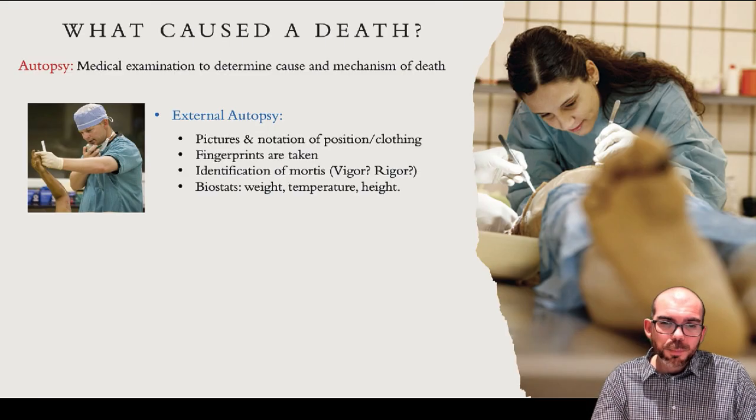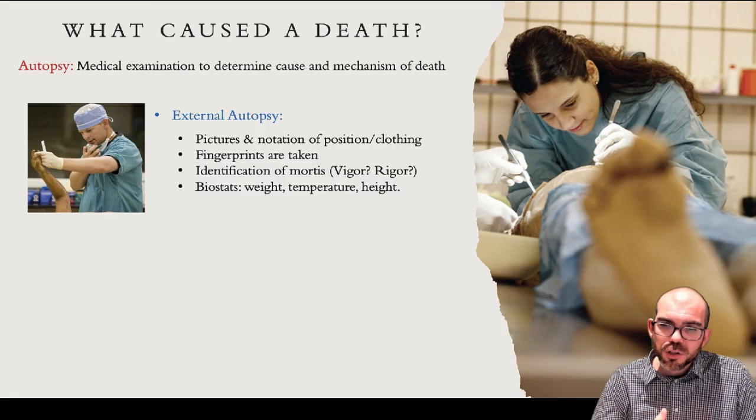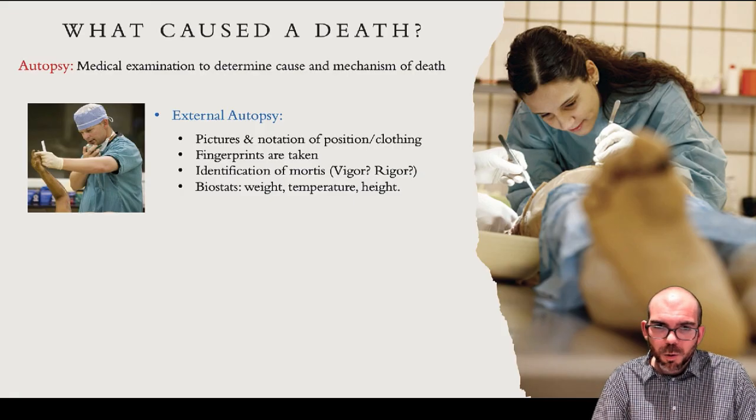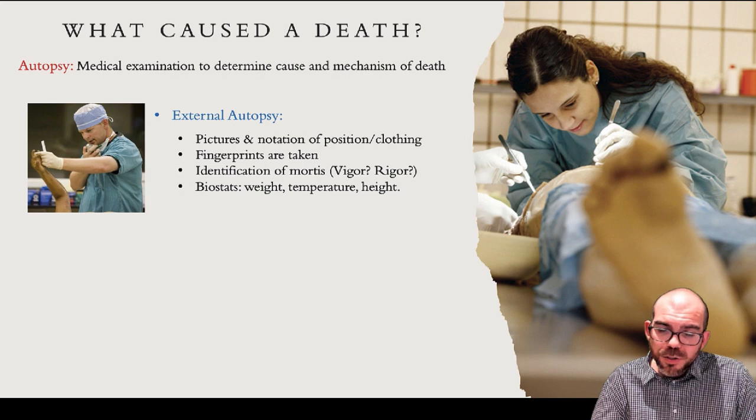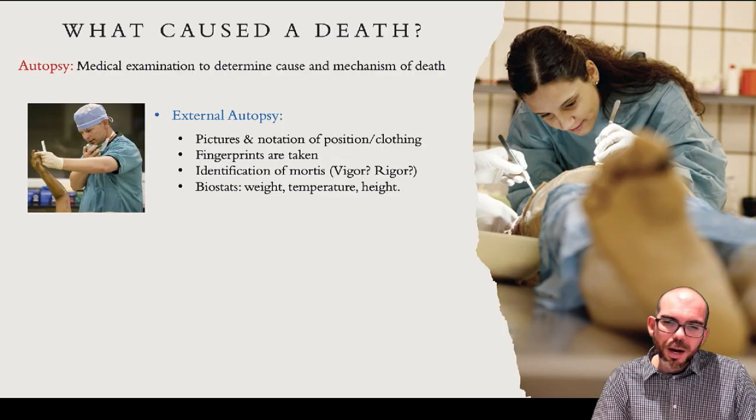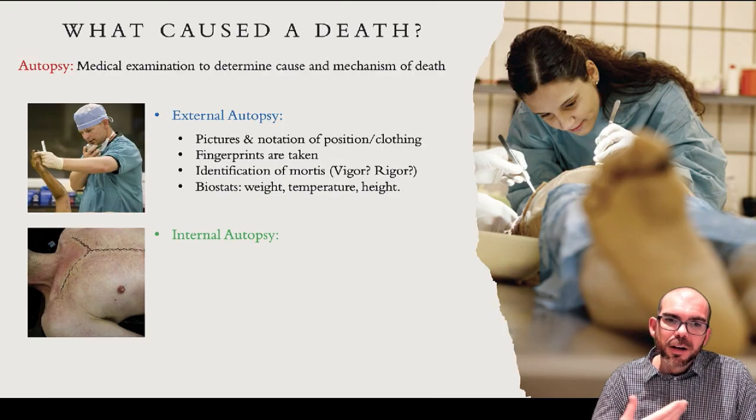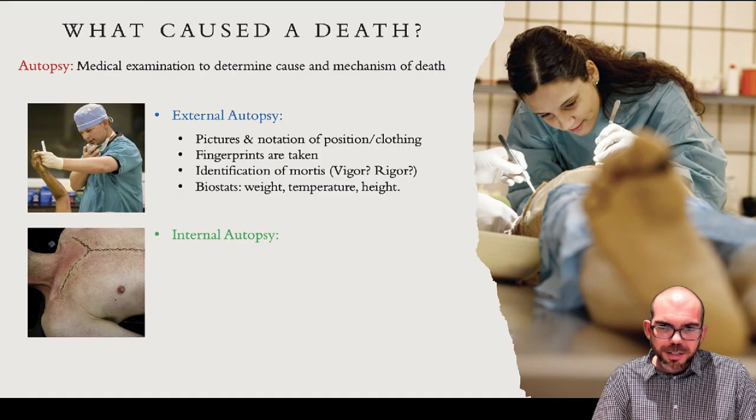During this process, pictures and notation are taken of the positions of the body and the clothing that's being worn. Fingerprints are taken. Identifications of different mortises are taken. Is there livor present and where? Is there rigor present and where? And we take various biostatistics, such as weight, temperature, and height. After the external autopsy is done, the individual who's performing it will then go on to an internal autopsy.